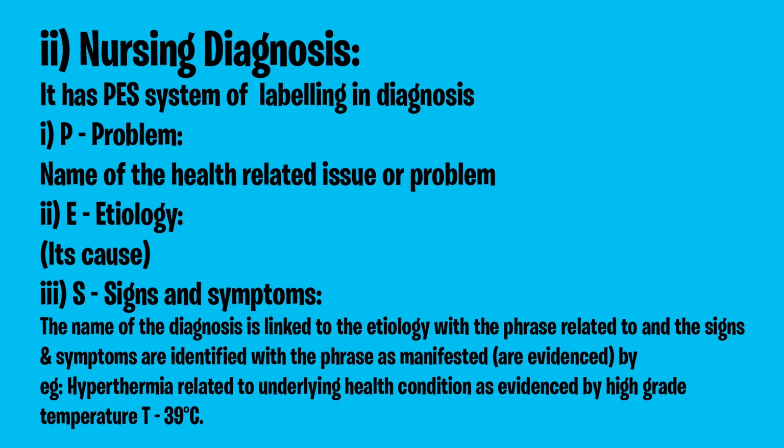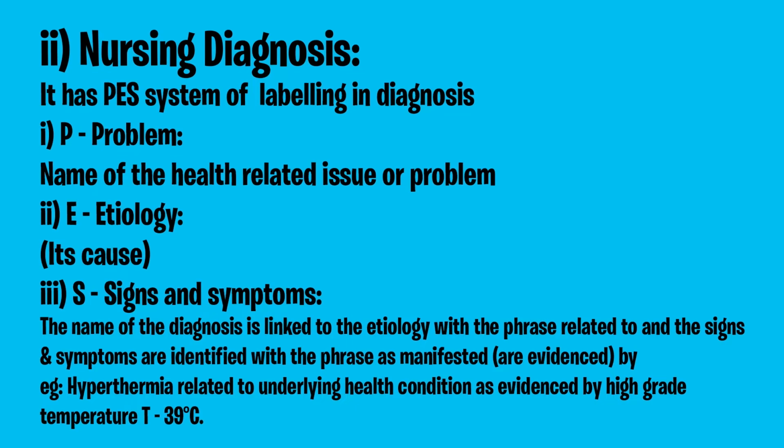Number 2 is nursing diagnosis. During my college time, I was taught to follow NANDA nursing diagnosis to write up nursing process. The same thing I've applied here. It contains 3 parts, the PES system for writing up nursing diagnosis. P stands for problem, the name of the health related issue or problem. E for etiology, the underlying cause of the disease. S is for signs and symptoms.